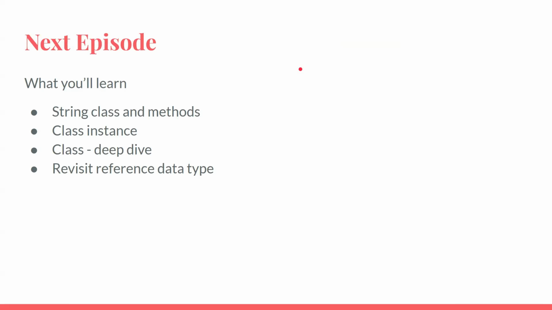Preview for the next episode. Text manipulation will be a huge part of APCSA. We will use the string class from the java.lang package to learn how to manipulate text. We will also use string to explore the difference between class and class instance. Finally, we will revisit the difference between a primitive and a reference data type.